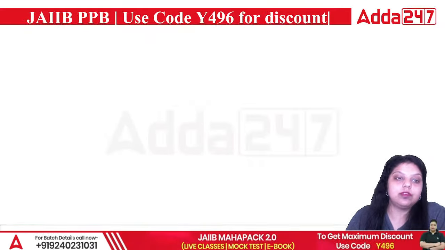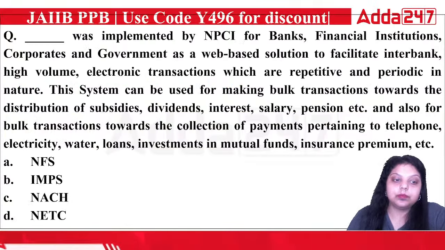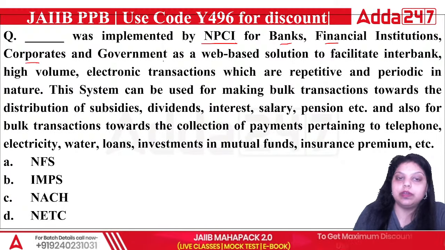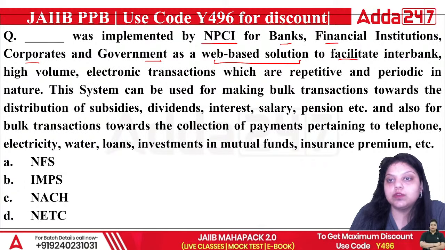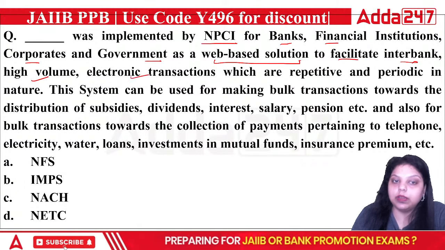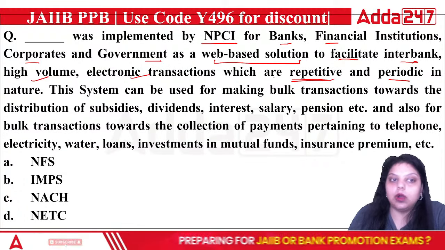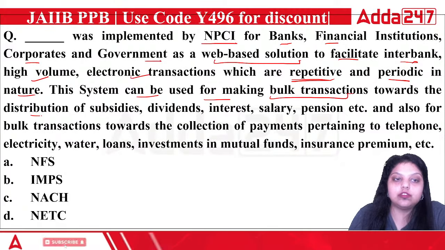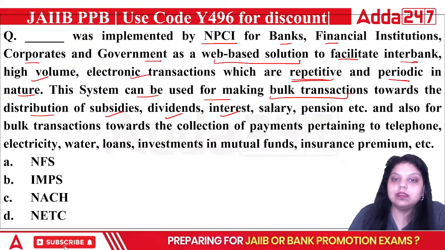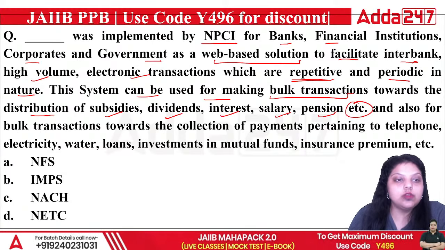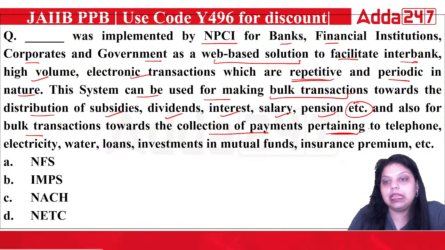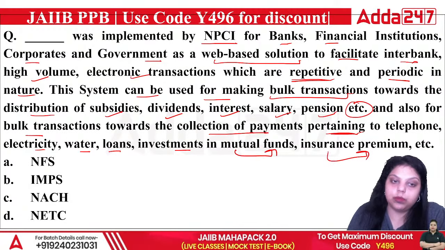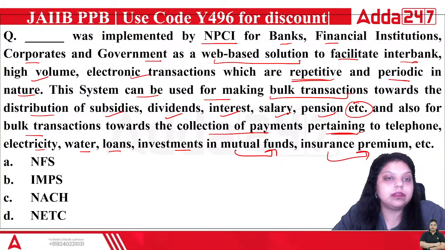Second question we have, filling the blanks. It says: Dash was implemented by NPCI for banks and financial institutions, for corporates and government as a web-based solution to facilitate interbank high-volume electronic transactions which are repetitive and periodic in nature. The system can be used for making bulk transactions towards the distribution of subsidies, dividends, interest, salary, pension, etc. And also for bulk transfer towards the collection of payments pertaining to telephone, electricity, water, loan, investment in mutual funds, insurance premium, etc. So which of the following do you think is correct?